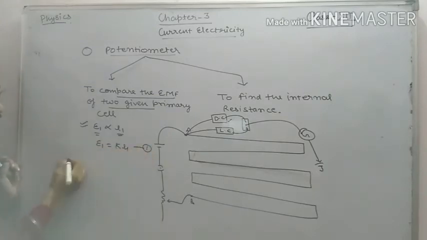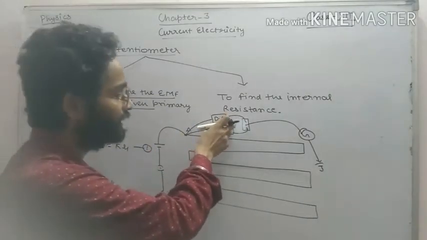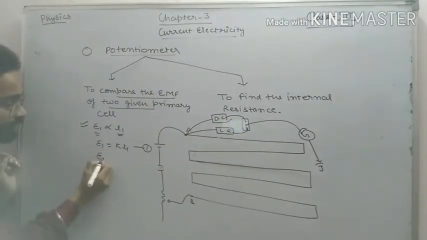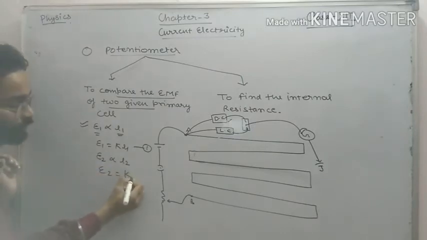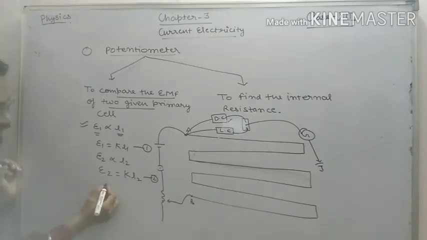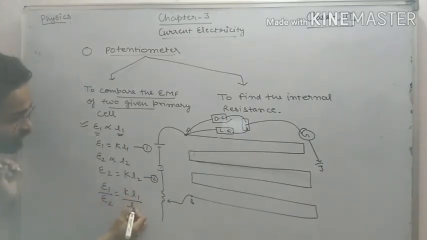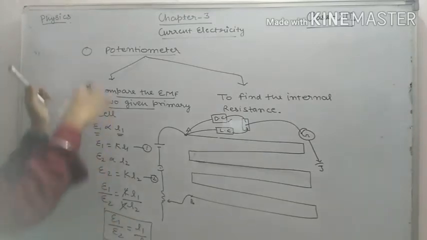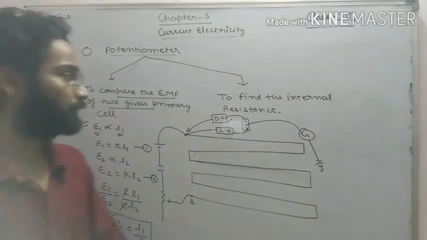Moving further, we stop using the Daniell cell. Now we are using the Leclanché cell. Then we find that E2 is directly proportional to L2, which can be written as E2 is equal to KL2. By dividing equation 1 and 2, we get E1 upon E2 is equal to KL1 upon KL2. K cancels out, so E1 upon E2 is equal to L1 upon L2. By using this, we can compare the EMF of two given primary cells.